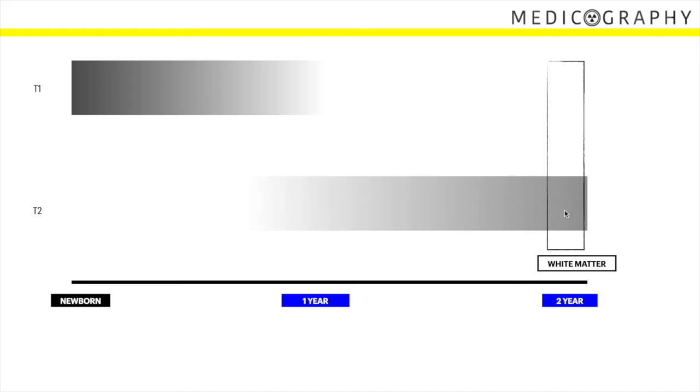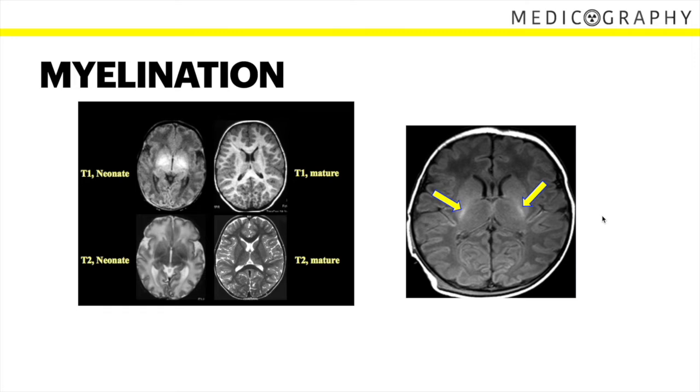And on T2, the white matter is not that wide, but it's grayer. Okay, so this is an example. Here is a neonate T1. Look at this white matter. The white matter on T1 is grayer, and on T2 is whiter. So it's like a watery brain.